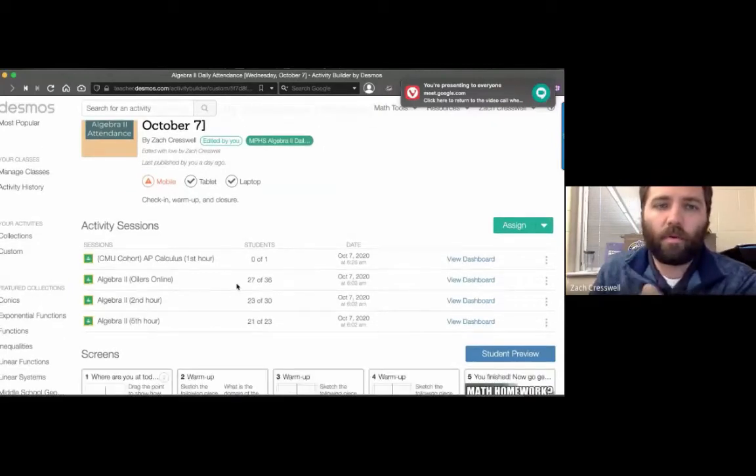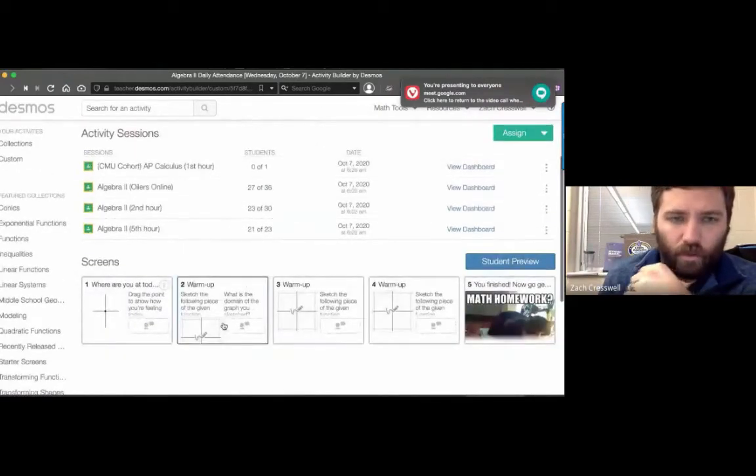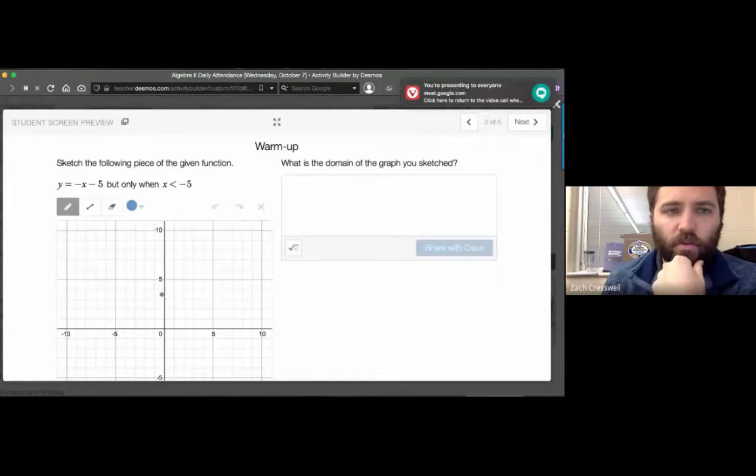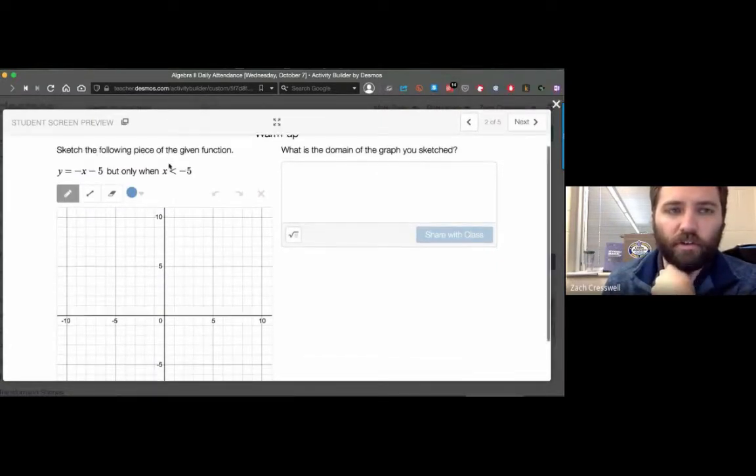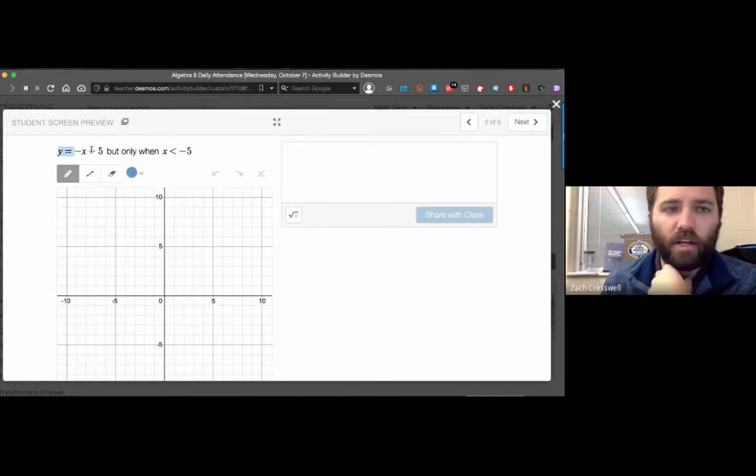All right, so the warm up from yesterday. This asks you to graph a part of a function. It says sketch the following piece of the given function. Right here, we give you y equals negative x minus 5. And we only want to graph the part of the line where x is less than negative 5. Let me show you what I mean by that, and that's on the x-axis.